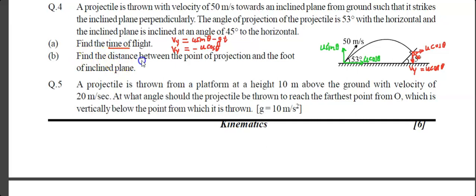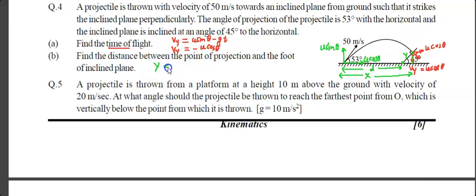Next, it is asking for the distance between the point of projection and the foot of the inclined plane. So where is the foot of the inclined plane? This is the foot of the inclined plane, and we are interested in this distance. What is this distance? Let's say this distance is d, that we are looking for. So what we can do is this. This point is going to fall at this point. So if you try to measure, this is going to be the x distance at any instant, and this vertical is going to be the y distance. So we can use the y equation to find the y. So what is the y equation?